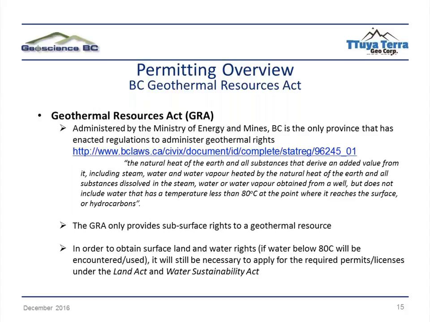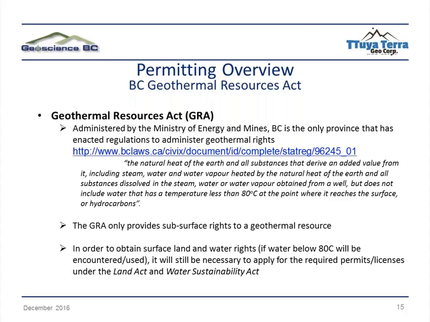The definition that is used by the Geothermal Resources Act of what a geothermal resource is: the natural heat of the earth and all substances that derive an added value from it. And this includes steam, water, and water vapor heated by the natural heat of the earth, and all substances dissolved in the steam, water, or water vapor obtained from a well, but does not include water that has a temperature less than 80 degrees at the point where it reaches the surface, or hydrocarbons.